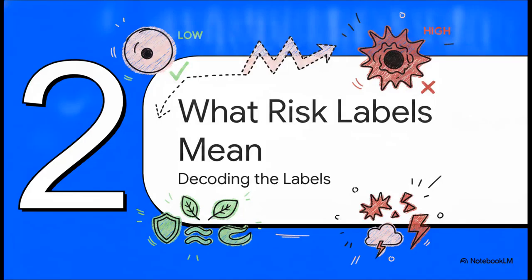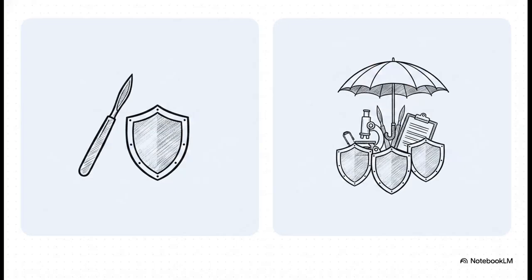Moving on to Section 2. What risk labels mean. We hear terms like low risk and high risk thrown around all the time, right? But what do they actually mean in the clinic? Well, lower risk does not mean harmless. It usually just means a simpler treatment is more likely to be sufficient.